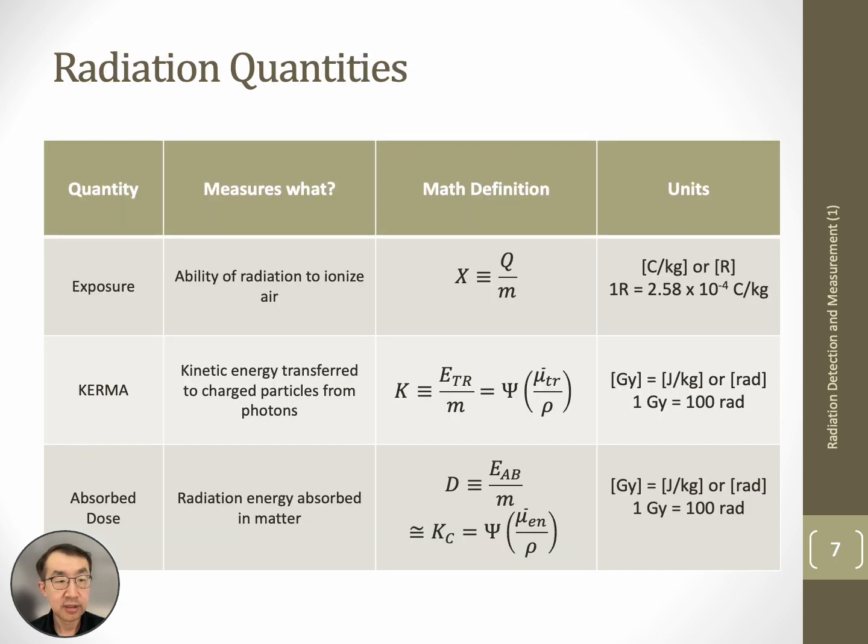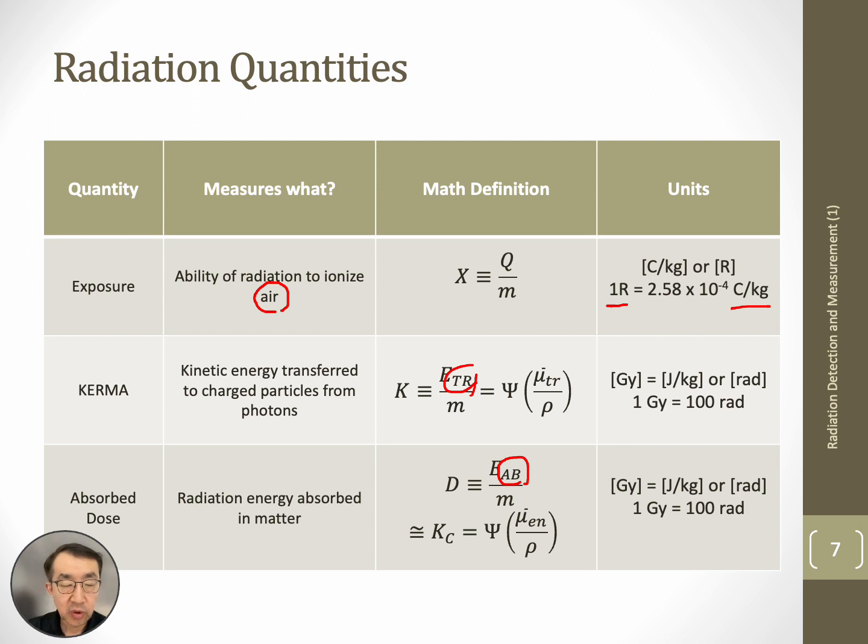In a nutshell, exposure: what do we measure? We measure the ability of radiation to ionize air. That's the definition of exposure, and it is Coulomb per mass. The traditional unit is the Röntgen, and the SI unit is Coulomb per kilogram. And kerma versus absorbed dose: the unit is the same, gray, but we're talking about energy transfer versus energy absorbed.